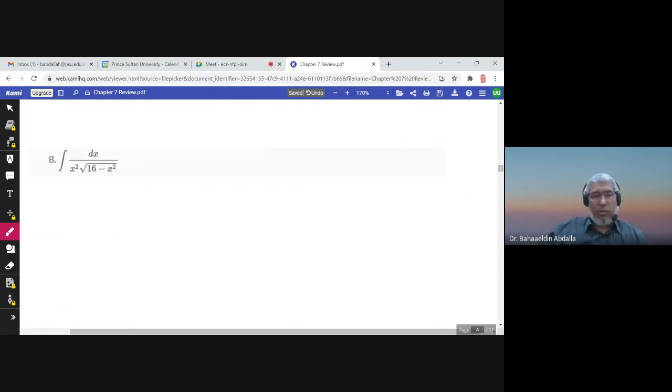Now here, using section 7.3, I can choose x as 4 sine theta. And please study the section well to understand why we did this substitution. The derivative would be dx equals 4, derivative of sine is cosine. So now I have dx.